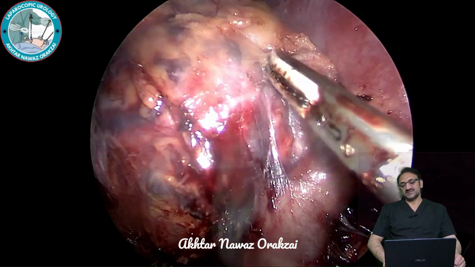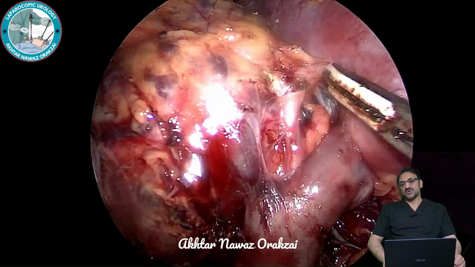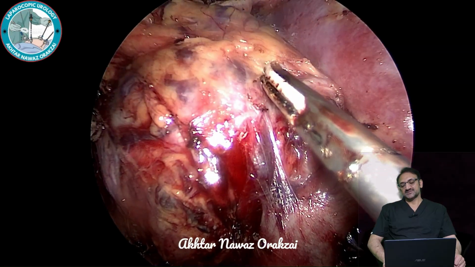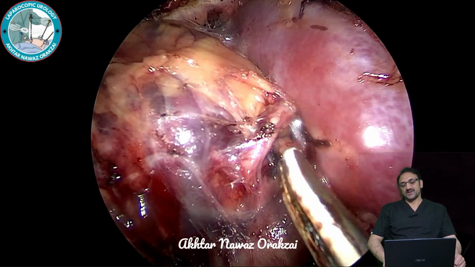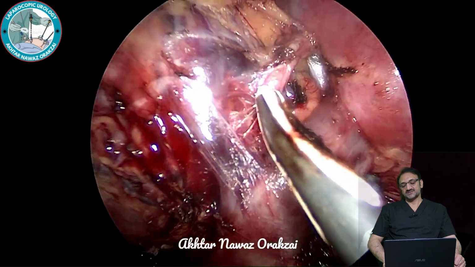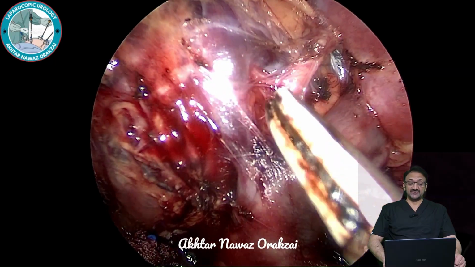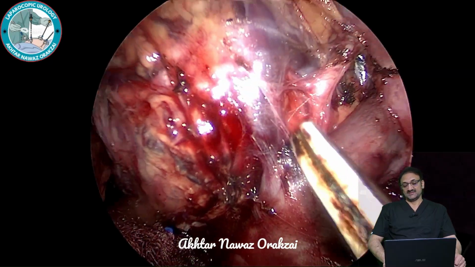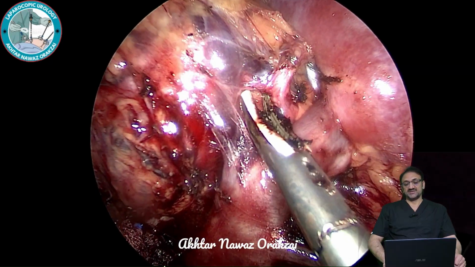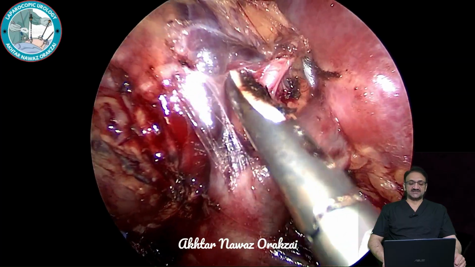So here you can see that there is a small artery which is arising from this branch of the renal artery, but it is accompanied by another thin-walled vein. So it is not easy to dissect this away.